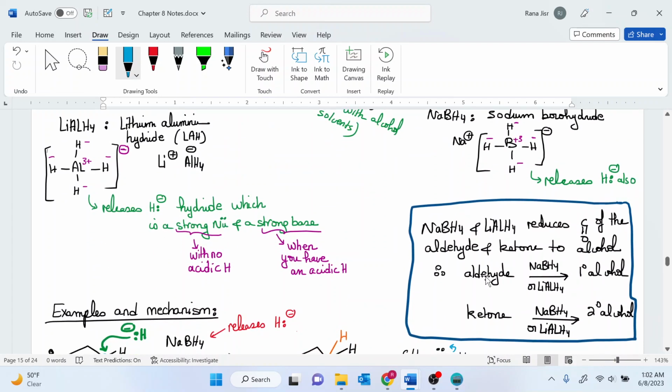If you start with an aldehyde, then your reaction is going to proceed and your product is going to be a primary alcohol. If you start with a ketone, then your product is going to be a secondary alcohol.